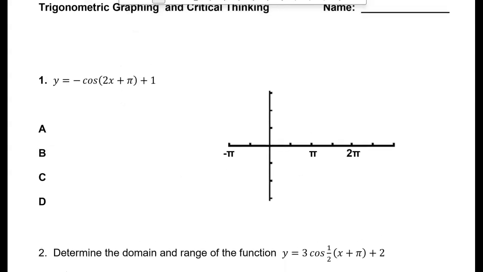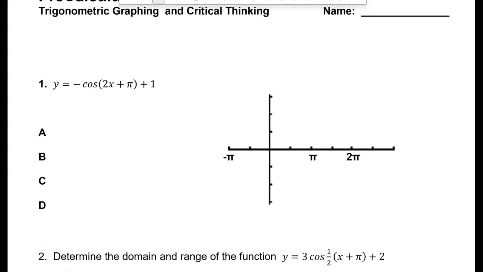Guys, first of all, should I graph it when it's just like this right now? No, because is it in standard form? No. So the first thing you need to do is change it to standard form, which is A times the cosine of B times quantity X plus or minus C, plus or minus D. So I need to get it in that format. And the one that's all messed up is B.